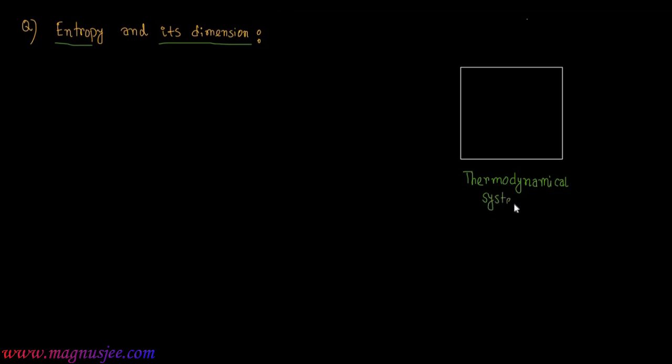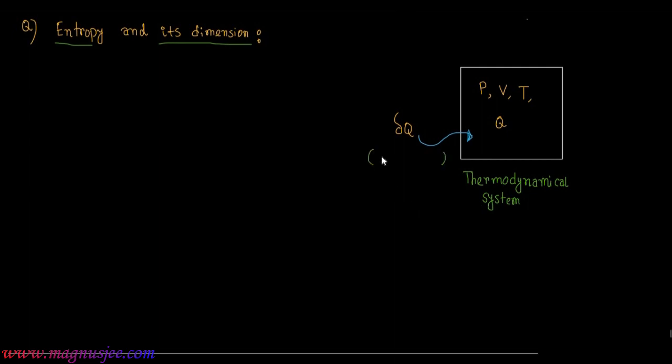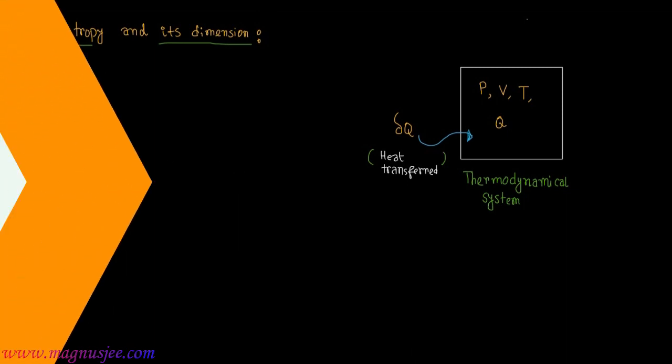This thermodynamical system consists of an ideal gas of pressure P, volume V, absolute temperature T, and heat energy of the ideal gas is Q. And we consider a small amount of heat energy, that is delta Q, is supplied to the thermodynamic system. Delta Q is a very small change in heat energy of the thermodynamical system.